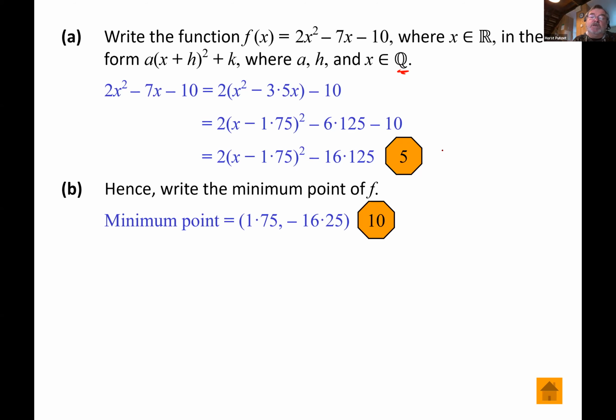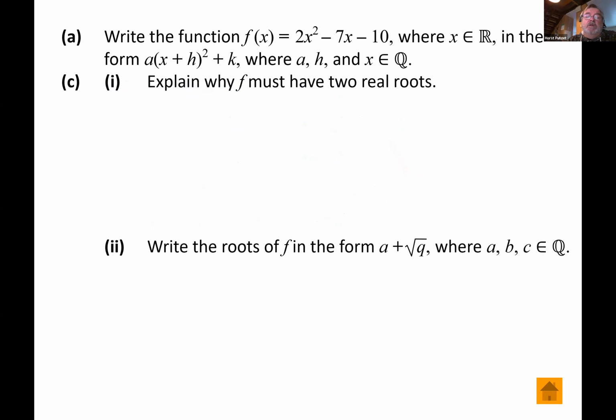So if you're able to get the minimum point, and you could have done calculus to get that, you would have got yourself the 10 marks. All right.